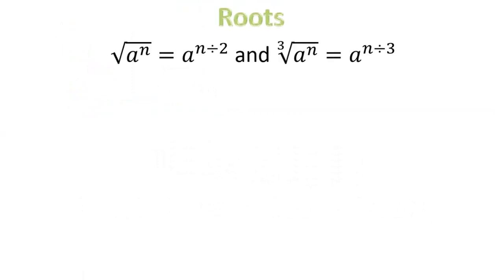So let's look at our rule. If I have the square root of a to the power of n, that equals a to the power of n divided by 2. And if I have the cube root of a to the power of n, that equals a to the power of n divided by 3.